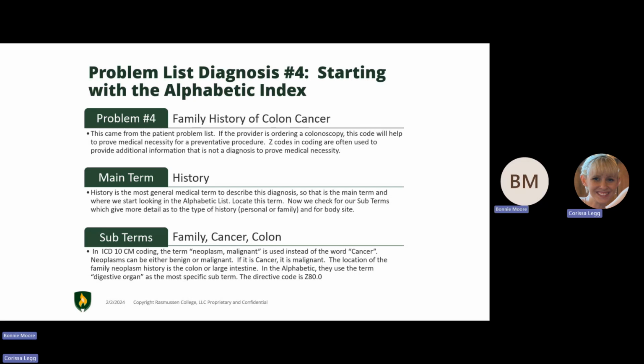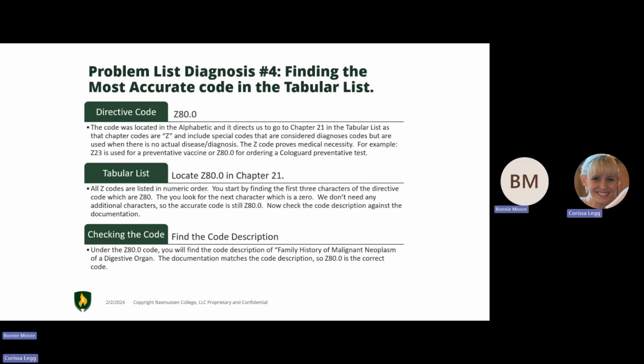So here in the alphabetic, the directive code is Z80.0. So now we're going to take that directive code and go to the tabular list. This is way in the back, chapter 21, that's all those Z codes. And these are used, again, to prove medical necessity. Another example, you would see this a lot in medical assisting, if somebody comes in for a preventative vaccine of any type.